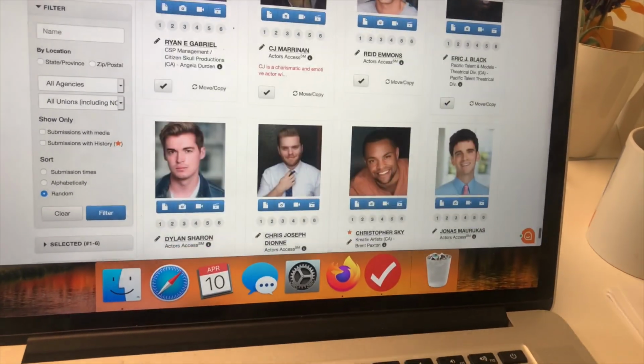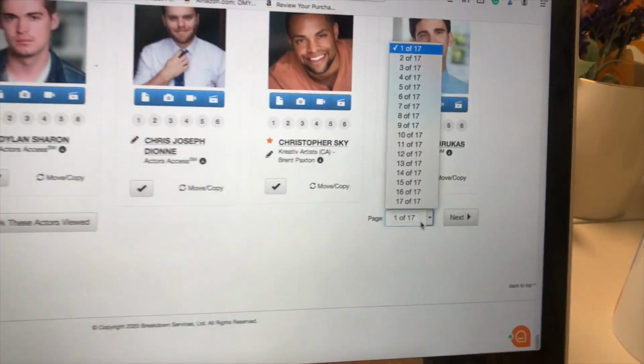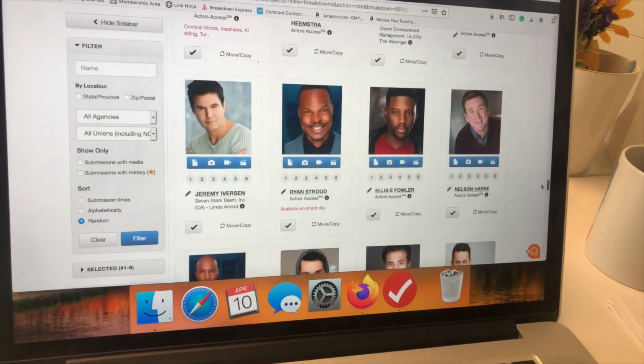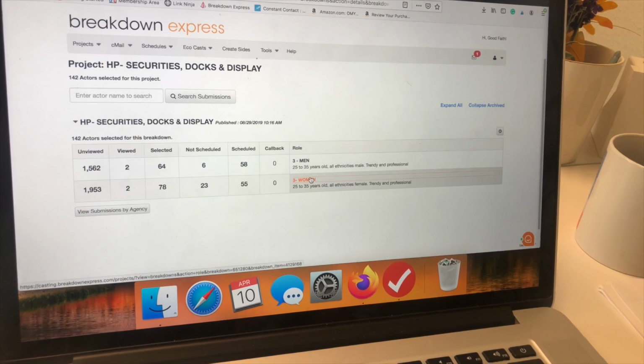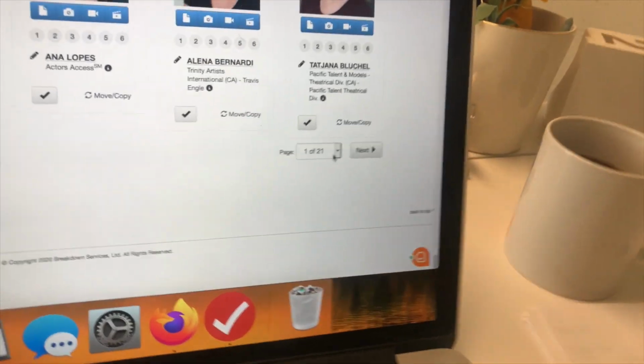Okay, so that's a lot of people. But I have 17 pages. Like, that is a ton of submissions. So I'm gonna go through here and I'm gonna select who I think is gonna be the best fit for the role. I'm gonna do the same thing for the female roles. Now, keeping in mind, I only have about 100 time slots that I can see people. Again, 21 pages of full submissions.